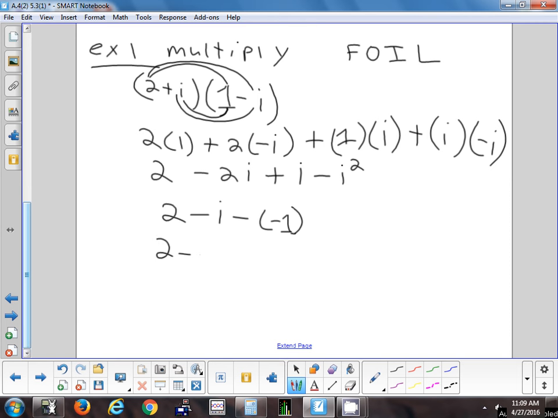Next step. I have minus -1. Melissa, what's going to happen to that? Becomes a plus 1. And now my last step, combine my like terms. Hunter, what's 2 plus 1? 3 minus i. Anytime you multiply two numbers together, your final answer should always look like this: real part, then imaginary part. Any questions on that?